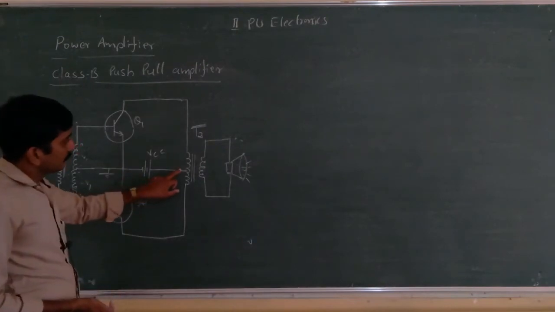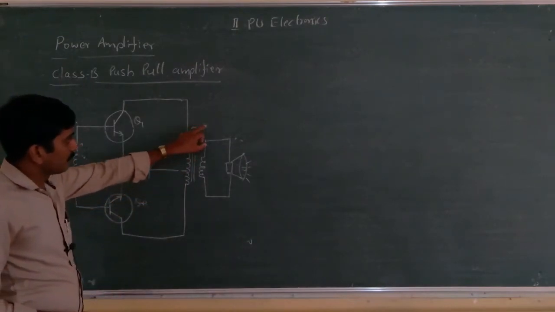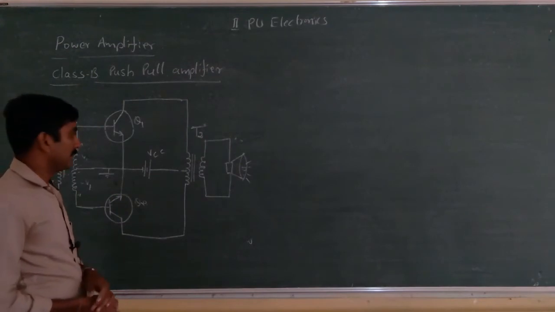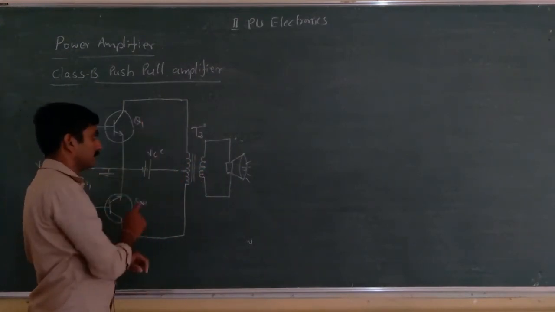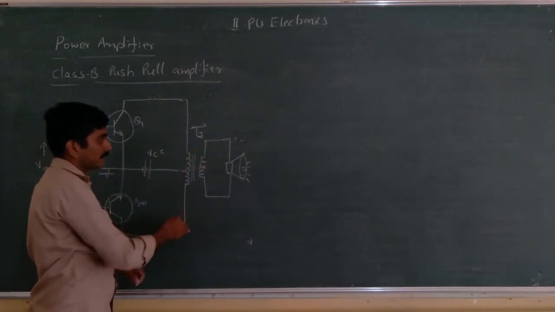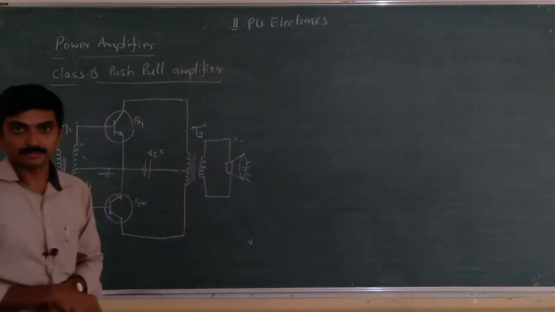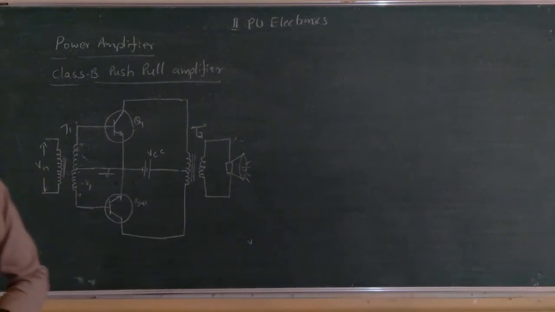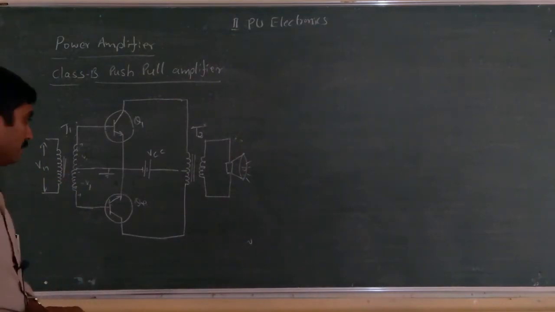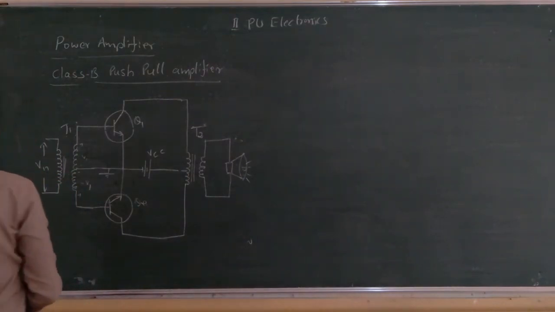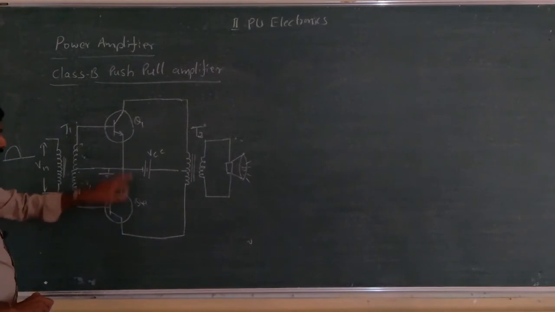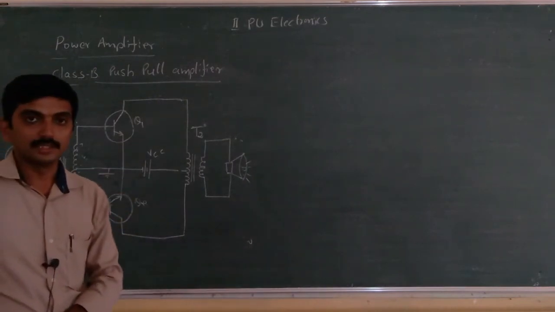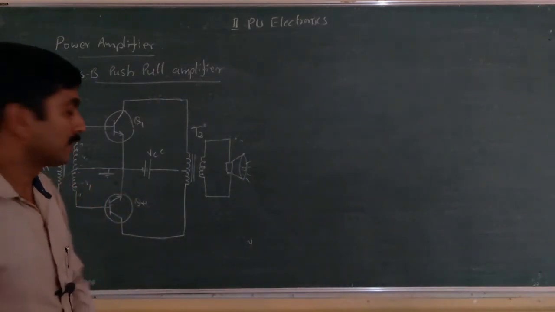Once again, another transformer T2 is used, where the primary is connected between the two collectors of the two transistors, and the secondary of the transformer is connected to the speaker. Now, working of this circuit: during the positive half cycle of the AC input signal, these two transistors Q1 and Q2 are biased at the cutoff region.